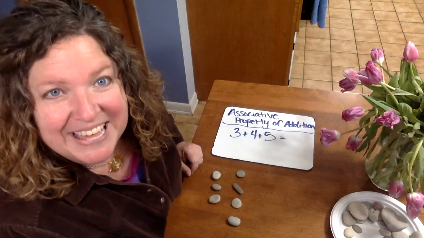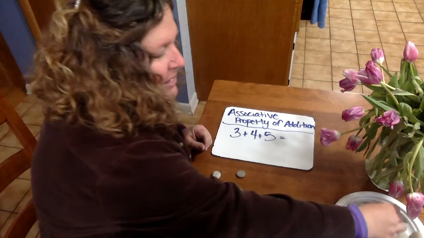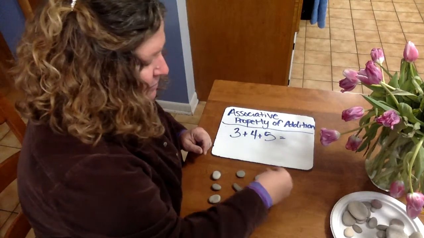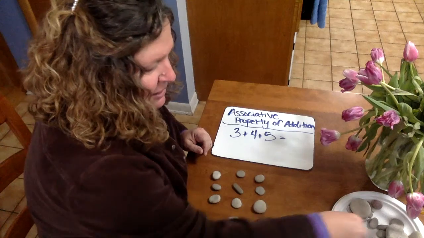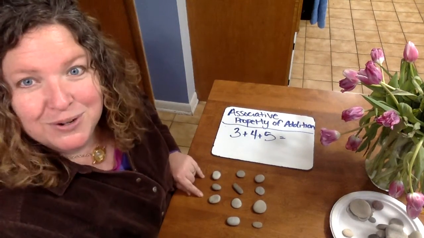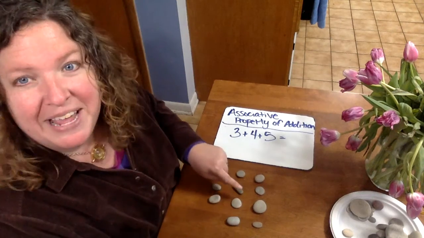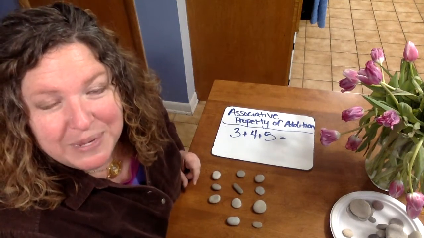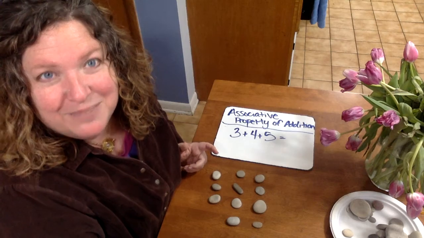That's easier. Then, as we kept walking, we came upon 5 more rocks that we wanted to collect. So there they are. So it started with 3, then I got 4 more, and then 5 more. So then the question would be, how many rocks do I have at the end of my walk?